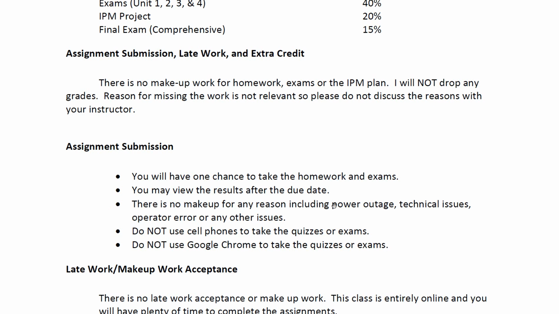There is no makeup for any reason, including power outage, technical issues, operator error, or any other issues. So, I don't want to get an email, hey, Eric, I tried taking the exam last night at 11 o'clock. We had a thunderstorm, the power went out, or my cable went out for some reason. I'm sorry, I couldn't take the exam. That's no excuse. You have 2 full weeks to take the exam and to take your homework. So please just refrain from that. If you miss it, you just miss it.